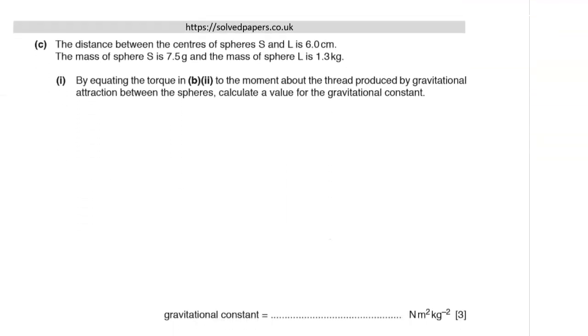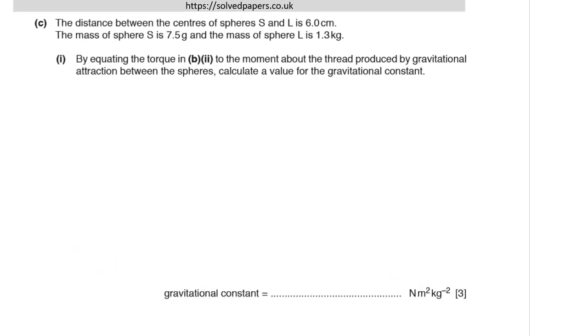Part C. The distance between the centers of spheres S and L is 6 centimeters, as shown in the diagram. The mass of sphere S is 7.5 grams. The mass of sphere L is 1.3 kilograms. Of course, you need to change this one into kilograms. This is going to be divided by 1,000. You'll get 0.075 kilograms. Okay.